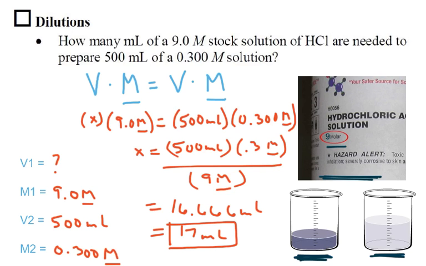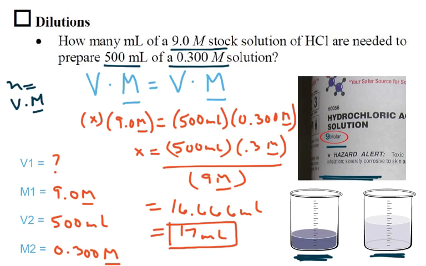So how many milliliters of a 9 molar stock solution of hydrochloric acid are needed to prepare 500 milliliters of 0.3 molar solution that we might need for a lab? Now, we learned before from our triangle that the number of moles is equal to the volume times the molarity.